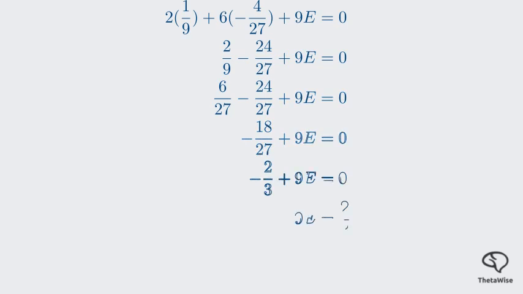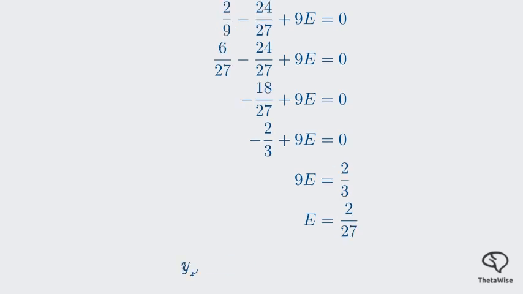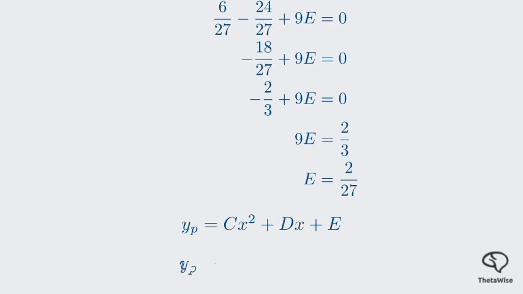-18/27 simplifies to -2/3. So -2/3 plus 9e equals 0. Adding 2/3 and dividing by 9 gives us e equals 2/27. We've found our constants c, d, and e. Substituting these values back into our guess for yp, we get the particular solution. yp equals 1/9 x squared minus 4/27 x plus 2/27. We have now successfully determined the particular solution, meeting our objective for this scene.